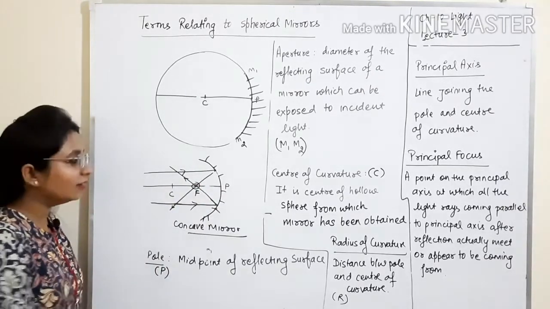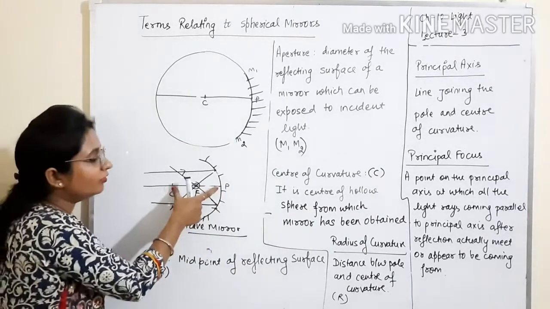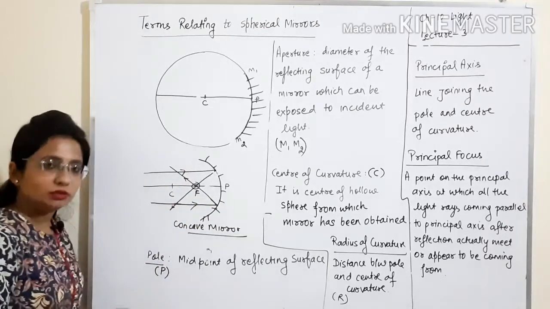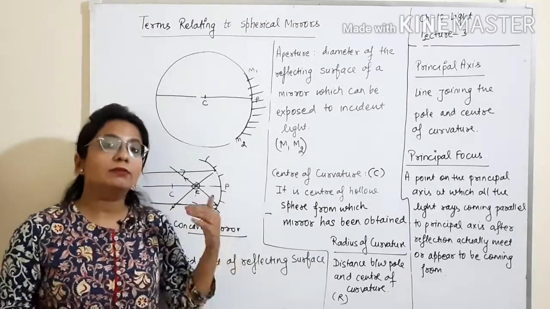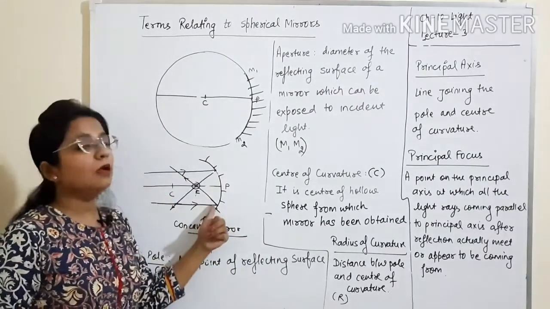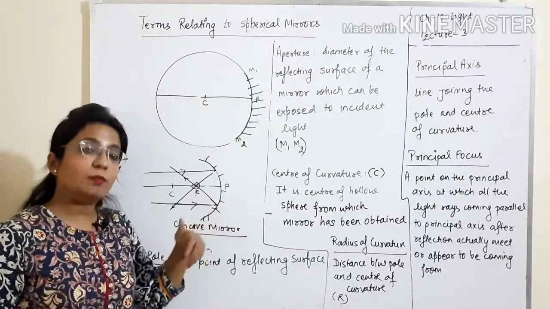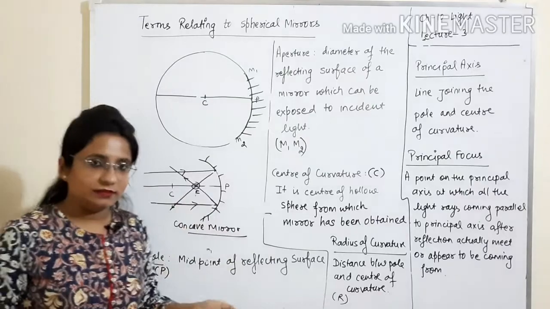And actually it is the midpoint of pole and center of curvature. पोल और सेंटर ऑफ कर्वेचर का बिल्कुल मिड होता है फोकस. ये वो पॉइंट होता है जहाँ पर सारी लाइट रेज मीट करती हैं आफ्टर रिफ्लेक्शन. Those light rays which are incident parallel to the principal axis, जो पहले कैसे थी, parallel to the principal axis.